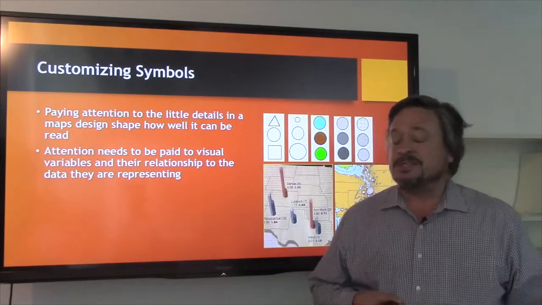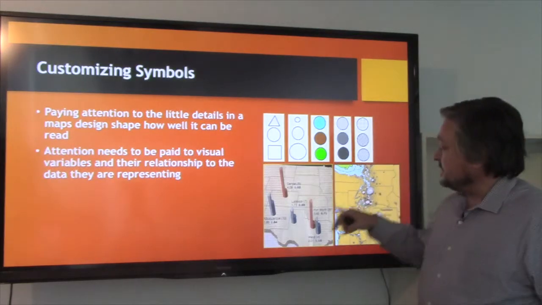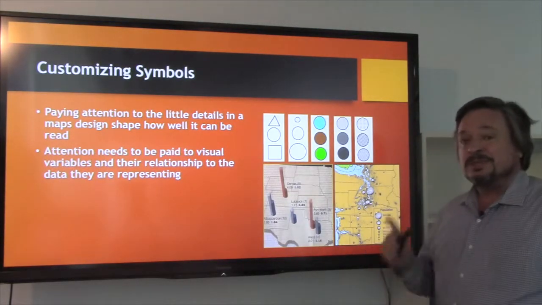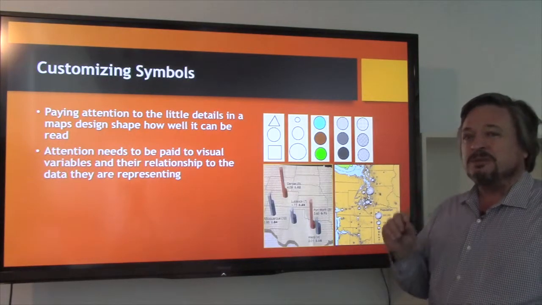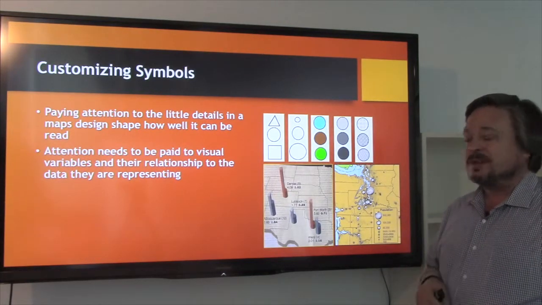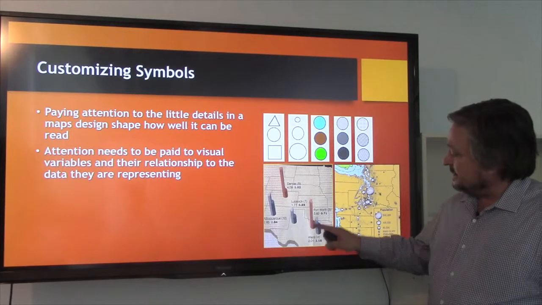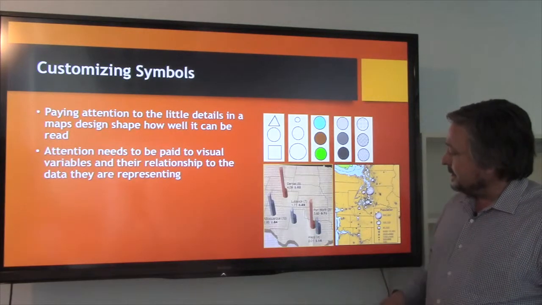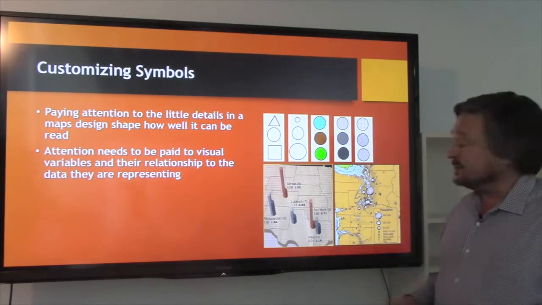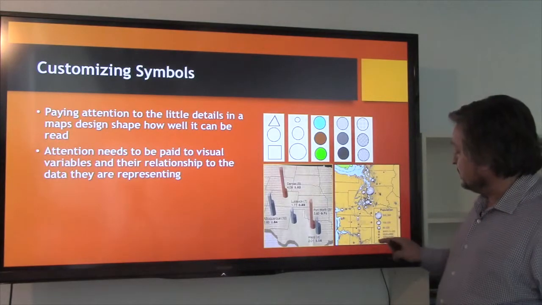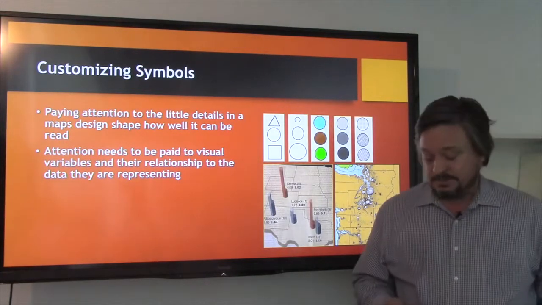So for instance, on this map, these are different types of point symbols, but the visual variable of the point is representing different items. And so we have height, color, and in some cases even orientation of the symbol. And these are just using the symbols' size to show variation.